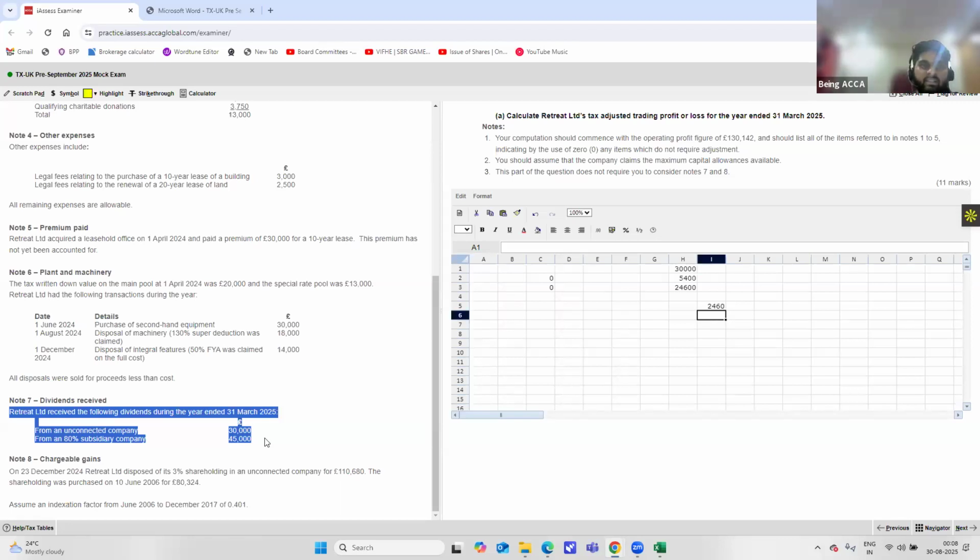For corporation tax, dividends are always exempted. This is a most important point to remember. Some of the students try to add them, but never add them at all. Dividends are always exempted.